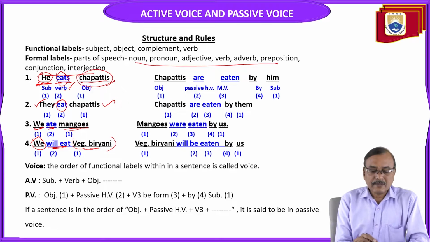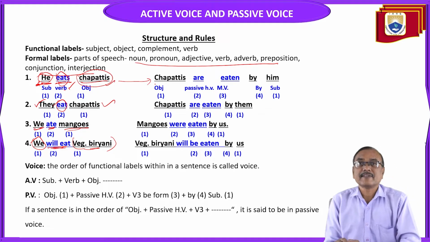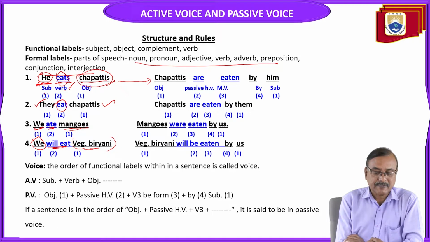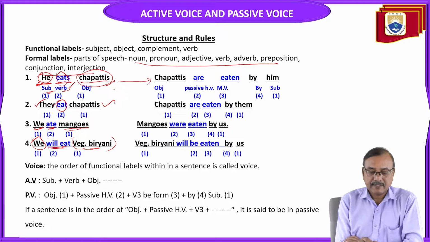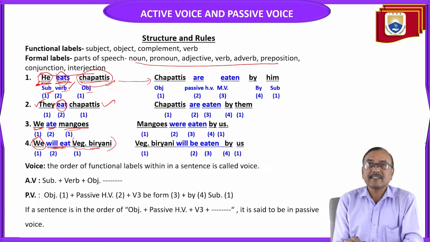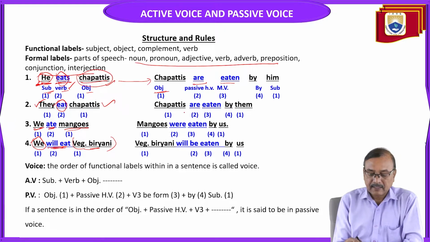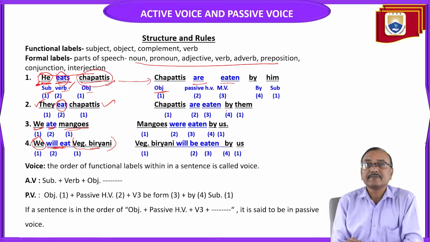Now the same sentence can be expressed in passive voice. In the active sentence, the sentence begins with the subject, followed by the verb, then the object. But in the passive sentence, the object comes first, then the passive helping verb, then the main verb, then by him. Chapatis are eaten by him. Chapatis are eaten by them.